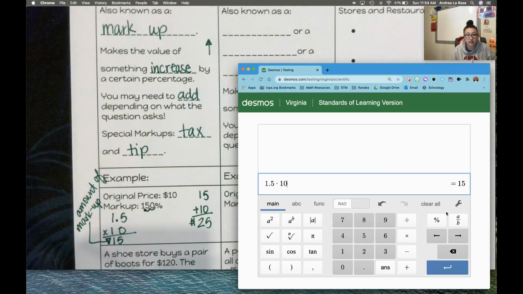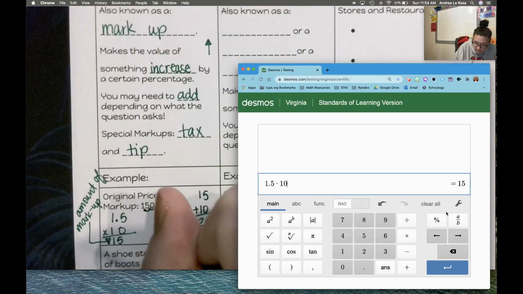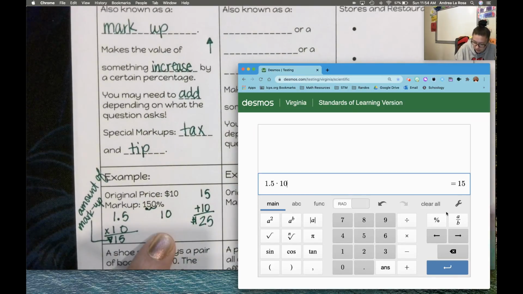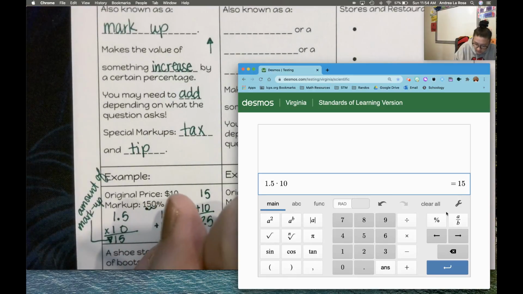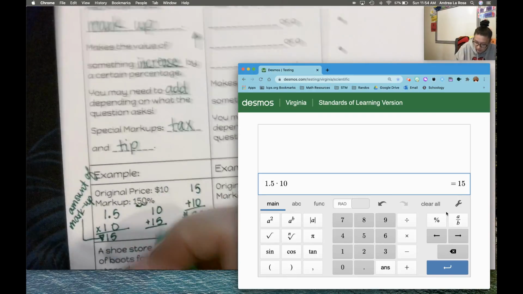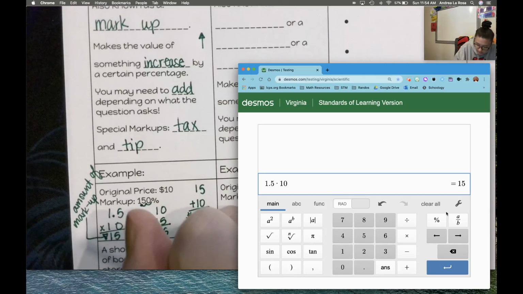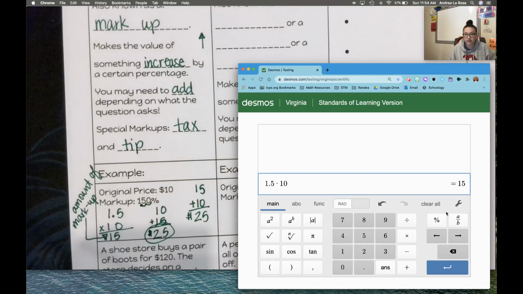But I'm not done yet, because if I want to figure out what the total cost is, I need to take the $10 that it was at first and add that $15 to it, which again we see the total cost would be $25.